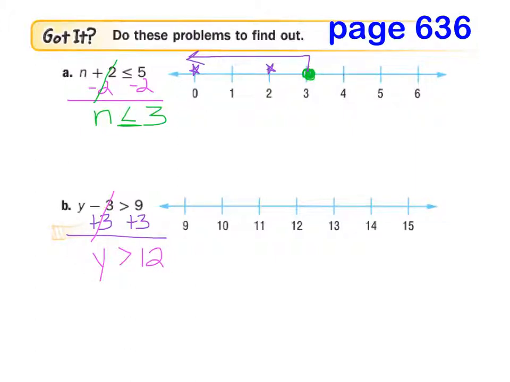So when I go to the 12, because I don't have the equal sign, I'm going to leave it as an open dot. And now I need to find two numbers that are larger than 12. So 13 is larger than 12, so is 15. So now I can take my arrow up and over the 13 and the 15.